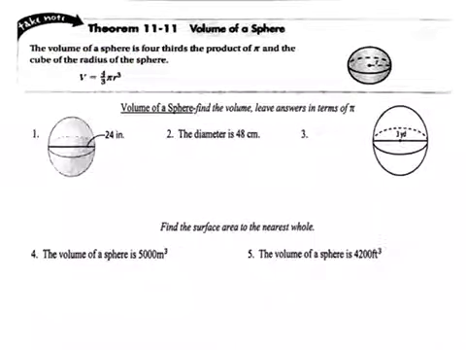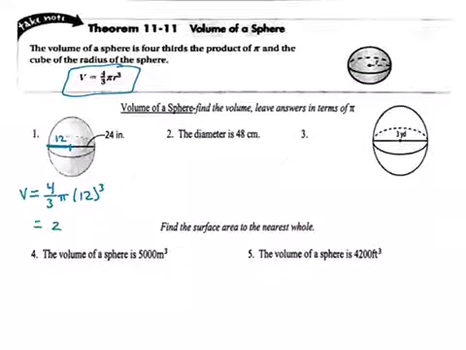Volume of a sphere is equal to 4/3 pi times the radius cubed. So keep this formula in mind as you look for the volume of a sphere. So in question 1, they give you a diameter, so we're going to use the radius. We cut the diameter in half. Our radius is 12. We then set up our volume formula, 4/3 pi times 12 cubed. We'll go ahead and multiply this out, and we get the volume of this sphere, 2,304 pi inches cubed.